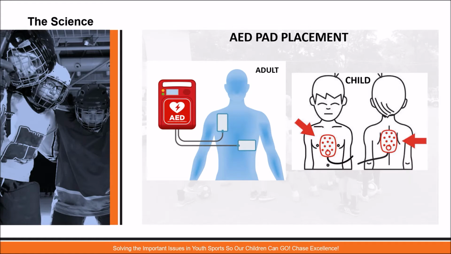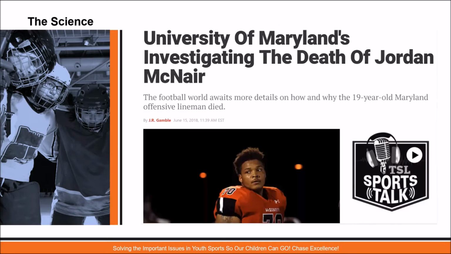What does the pad placement look like? Well, please take your CPR class, but in an adult, which Red Cross and American Heart define usually as 8 years old and up, the pad is upper right and lower left chest. For a child between 1 year old and 8 years old, front of the chest and the back.